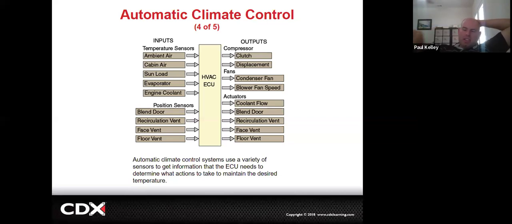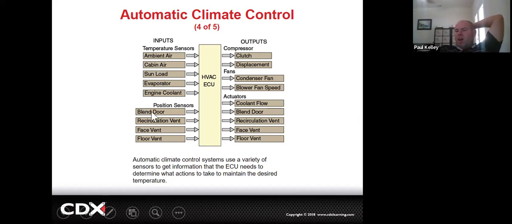So let's just say you jump in the car and your window is all fogged up and you press the button that says defog the windows. It needs to know what's the ambient air, what's the cabin air. It may or may not really need to know the sun load at that time, but it needs to know what's the temperature of the evaporator, what's the temperature of the coolant. All those are important inputs, but additionally, where is the blend door?